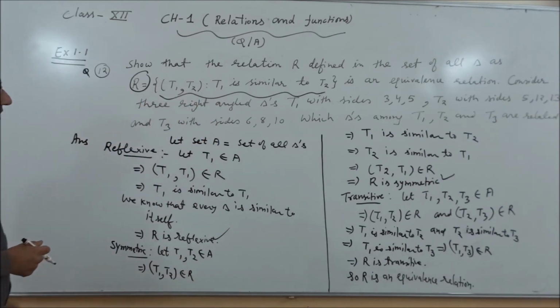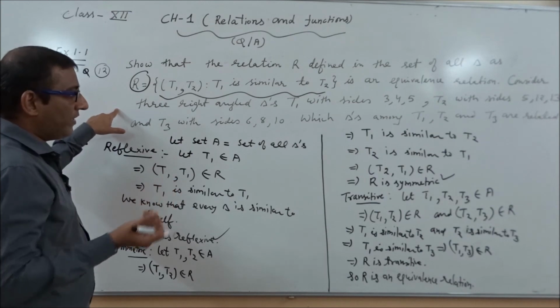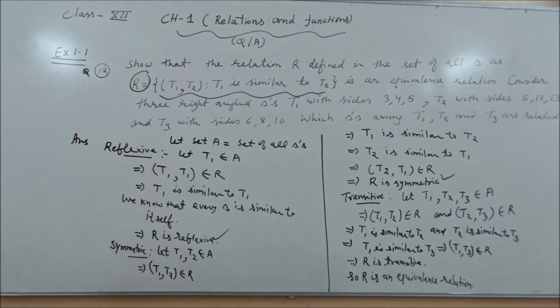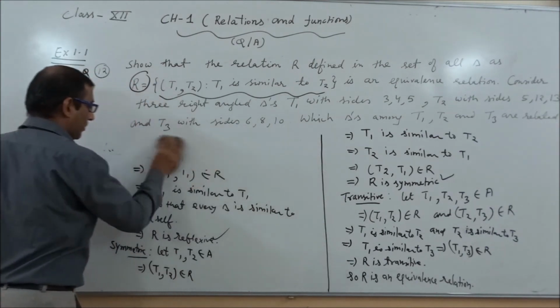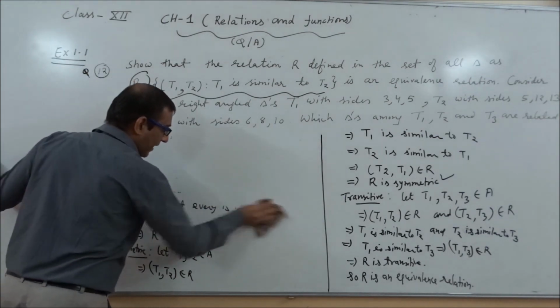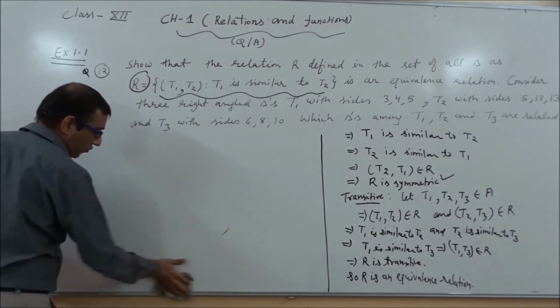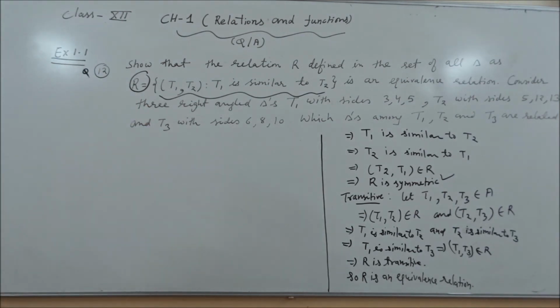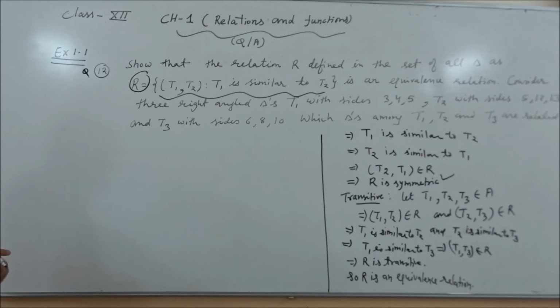The next point is related with considering three right angle triangles, T1 with different sides, and T2 and T3 with different sides, and we have to show how we can say which of T1, T2 and T3 are related. So we will continue with the next part of this question, in which three right angle triangles are given to us with their sides. Either T1 and T2 are related, T2 and T3 are related, or T1 and T3 are related. So how will we solve this next part?